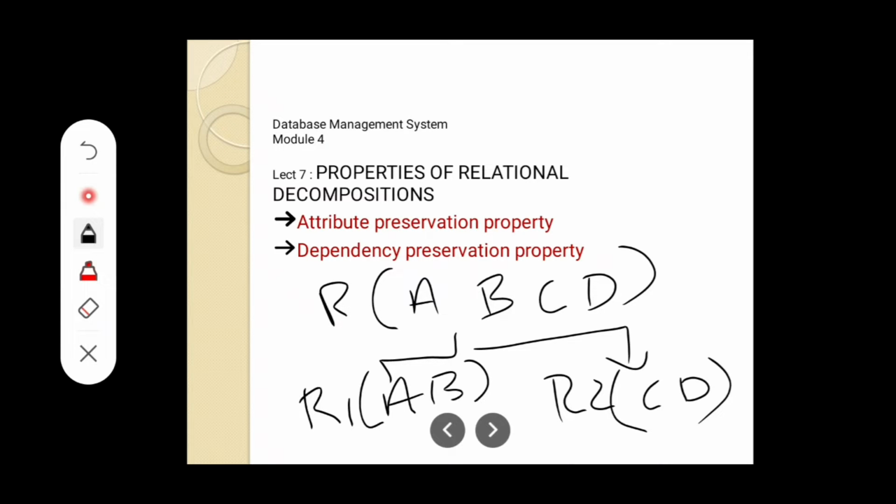So we cannot directly decompose a single relation into multiple relations. In order to decompose a single table into multiple tables or multiple relations, we have to satisfy certain properties or follow certain properties. So what are those properties? That is what we are going to discuss today. Decomposition is like this: a relation can be decomposed into multiple relations. Why are we decomposing it? In order to normalize the given relation.